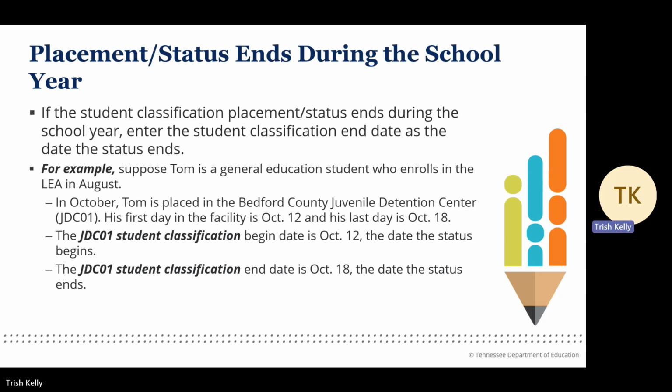For example, suppose Tom is a general education student who enrolls in the district in August. In October, Tom is placed in the Bedford County Juvenile Detention Center, which is identified by the JDC-01 student classification. His first day in the facility is October 12th, and his last day is October 18th. The JDC-01 student classification begin date is October 12th, the date the status begins. The JDC-01 student classification end date is October 18th, the date the status ends.